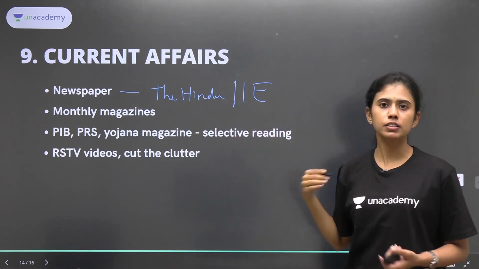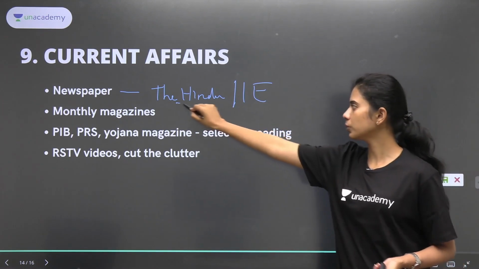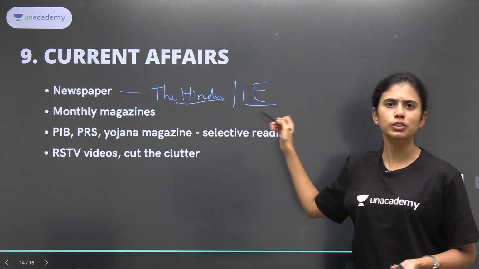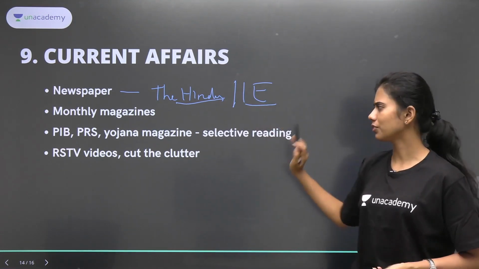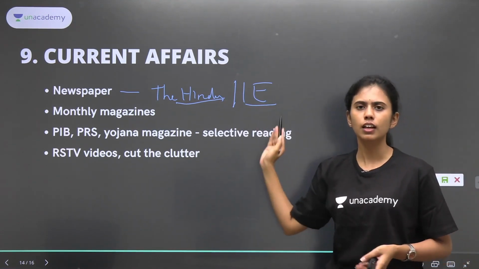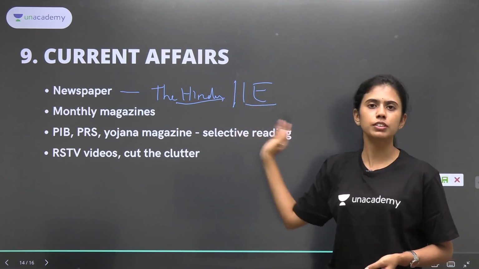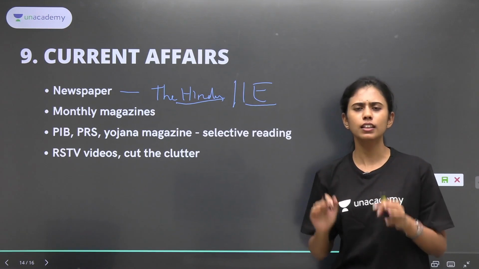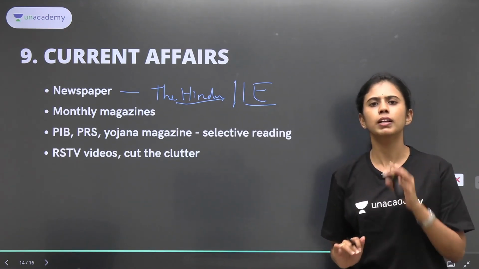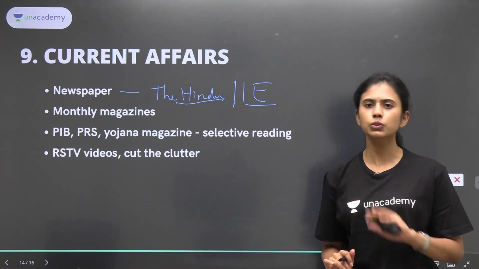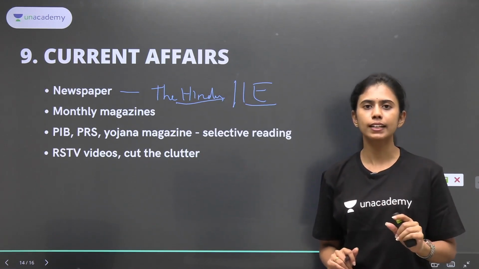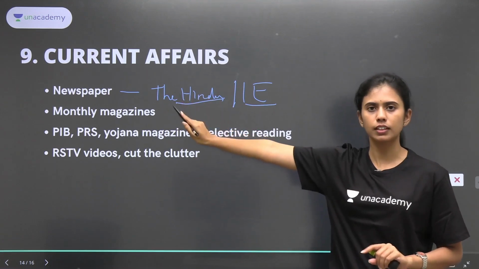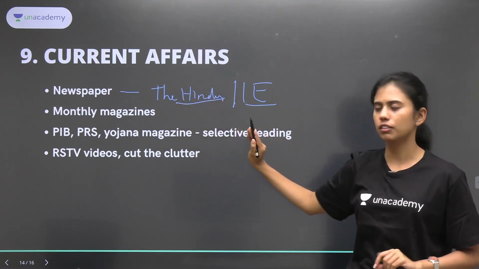I personally read The Hindu in the first 2 years and Indian Express in the next 2 years, because I had to switch to the e-paper and I just went for Indian Express. That's all. There is no major difference between both the papers. And then a monthly magazine. You can go for any major institute's monthly compilation of news. So one monthly compilation every month and a newspaper every day. That is the basic essential for current affairs.